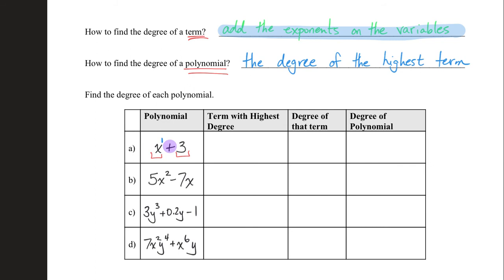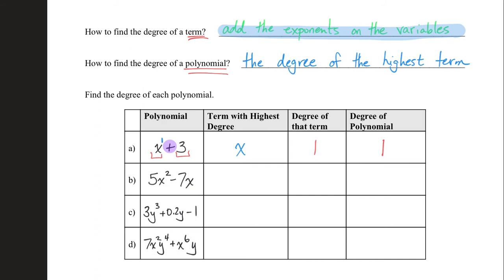It's got to be my first term, the x, because that's the only one that has a variable. So what is the term with the highest degree? It is x. What is the degree of that term? If we're going to fill in the next column, I need the degree of that term. Well, if I add the exponents on the variables, that means that that is degree 1. And if that's the degree of the highest term, then that is the degree of the whole polynomial.